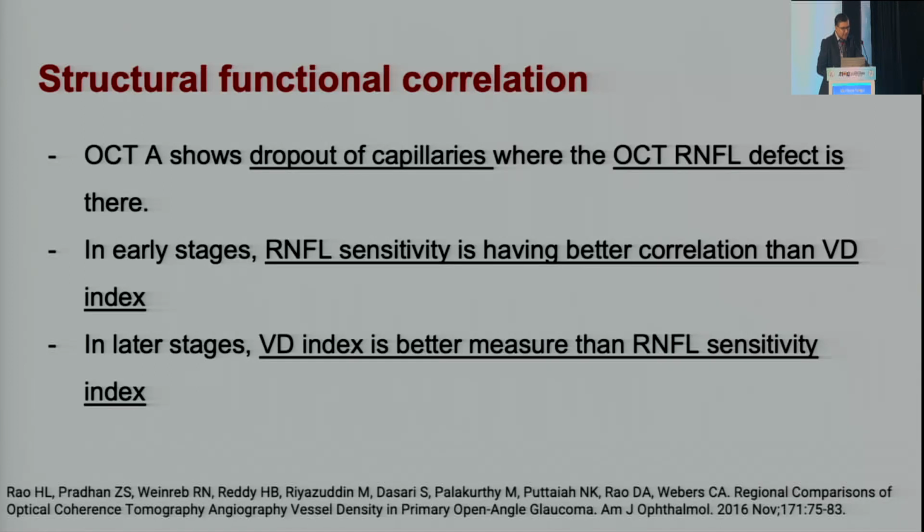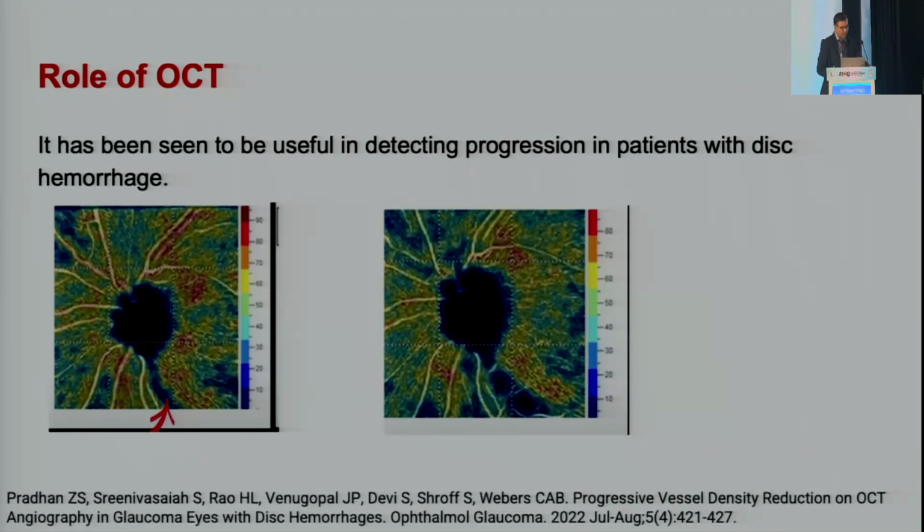With OCT angiography, in the various studies we have seen that the vessel density index is not lower in those patients where the OCT RNFL thinning is also there. But it is better in patients with advanced glaucoma, where the VD index is better as compared to OCT RNFL, because we know the floor effect is there.